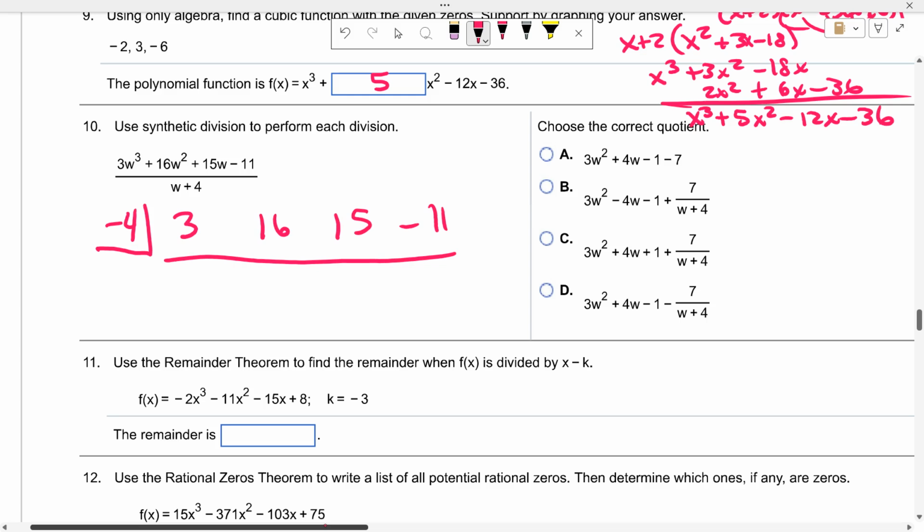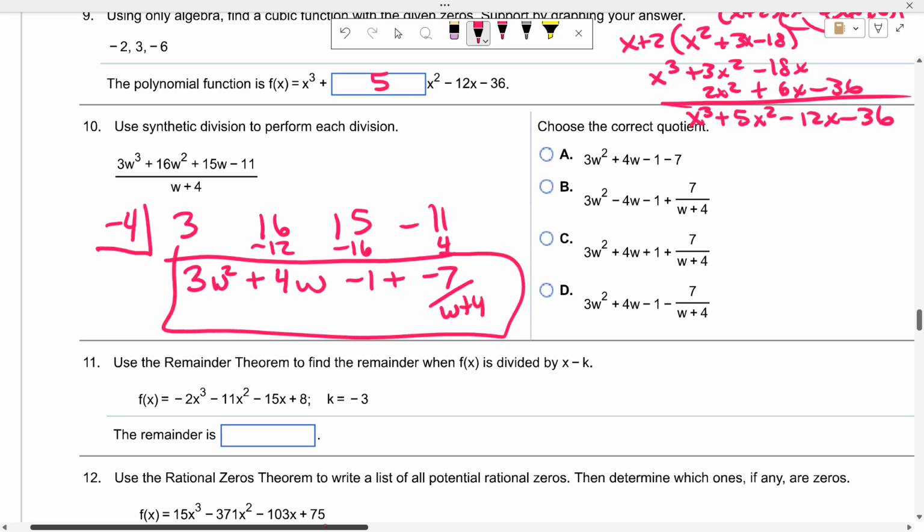First step. Drop the 3. 3 times negative 4 is negative 12. Add, you get 4. Multiply, you get negative 16. Add, you get negative 1. Multiply, you get 4. Add, you get negative 7. So this is w to the third, so this is w squared plus 4w minus 1 plus 7 over w plus 4. Should be that one, which is choice D.